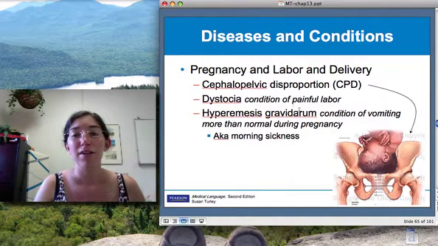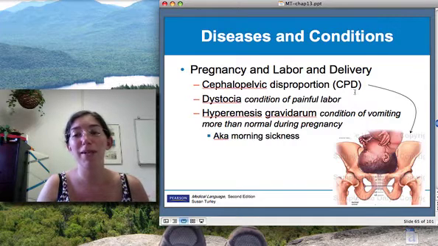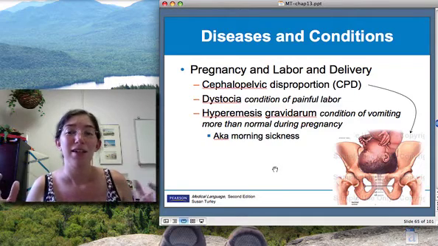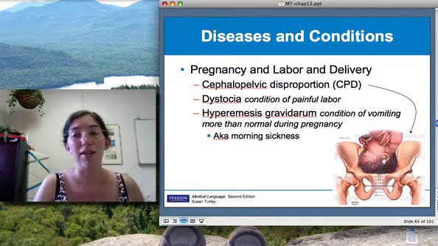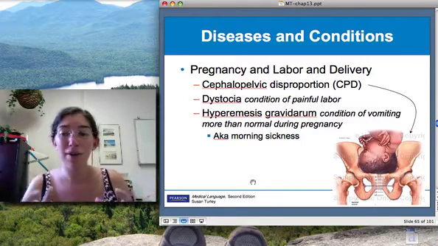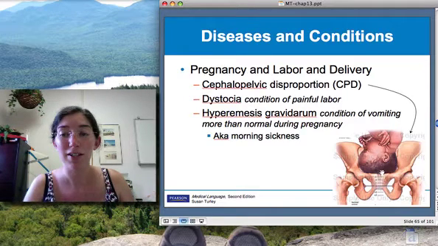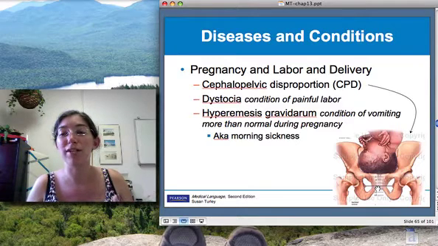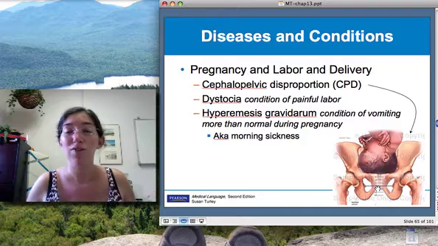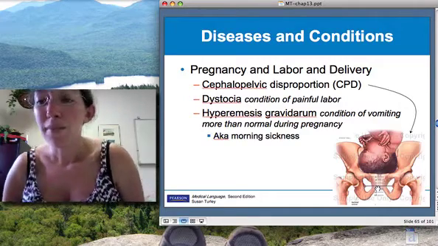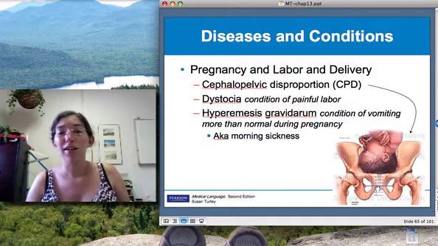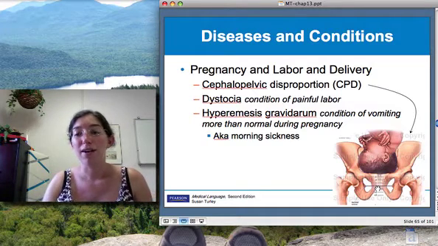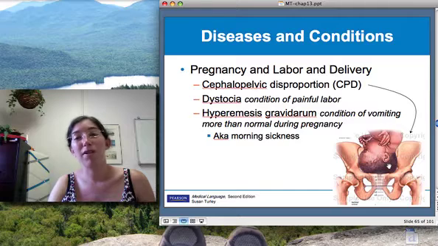Some other conditions: cephalopelvic disproportion, or CPD. This is where the infant's head, the fetus's head, is actually too big to fit through the pelvic opening of the mother. And the pelvic opening actually does do a bit of stretching. Remember, there's this pubic symphysis here, this slightly movable joint, so the pelvis actually can stretch out a little bit during birth. But if the fetus has an extra large head and the woman has an extra small pelvis, it is possible that the fetus will not fit through that opening.